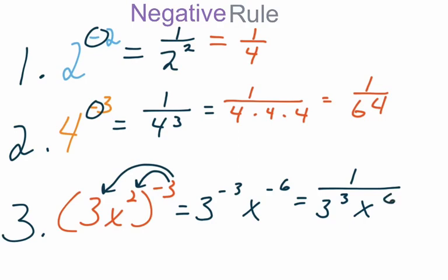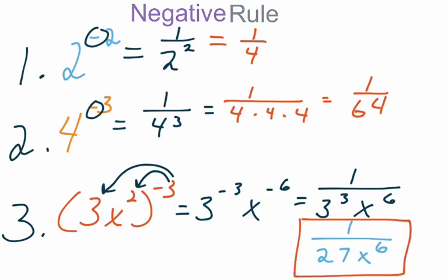We can do this 3 cubed part. We can solve it all the way out if we want to. 3 cubed is 27. 3 times 3 is 9. 9 times 3 is 27. So if I wanted to be really thorough with it, I could say that really simplifies down to 1 over 27x to the 6th. And we can't really do anything with that x to the 6th, but that's how we could take this in a little bit more of a complex example, take it down to that.